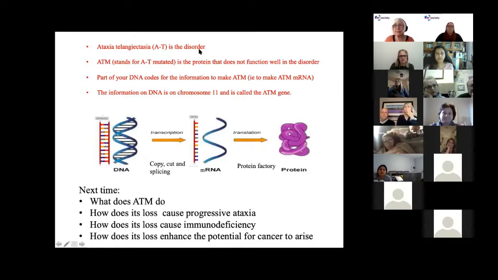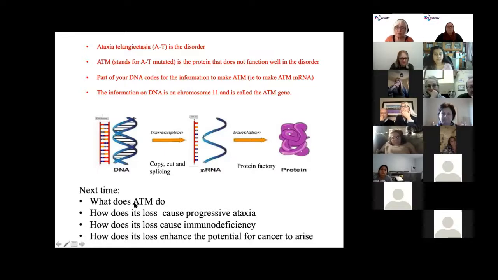AT is the disorder. ATM stands for AT mutated. It's the protein that doesn't function well in this disorder. The part of your DNA that codes to make the ATM is called the ATM gene. That information is carried on chromosome 11. First you make the ATM messenger RNA. So you've got your DNA, you're going to messenger RNA, and you're going to protein.